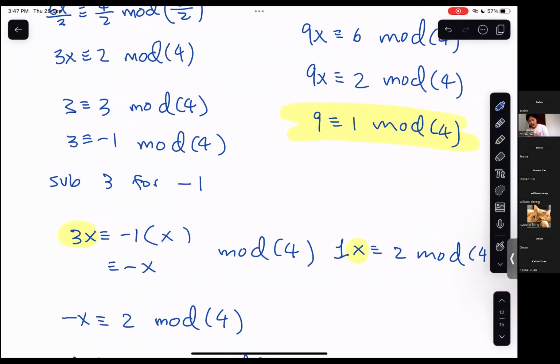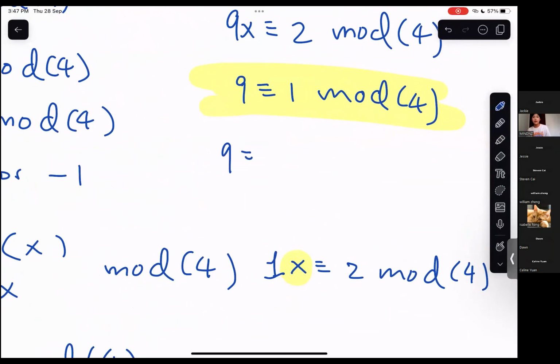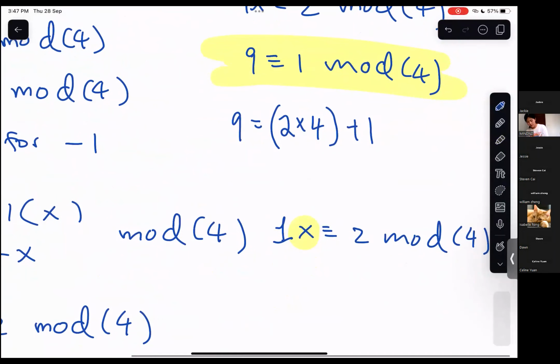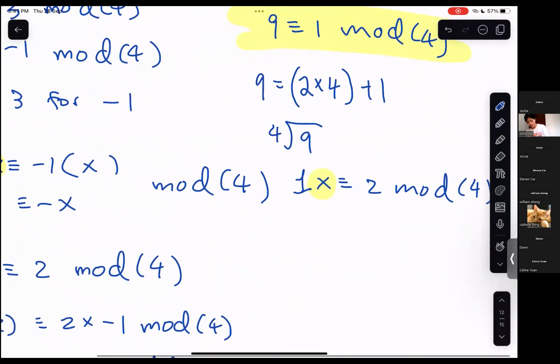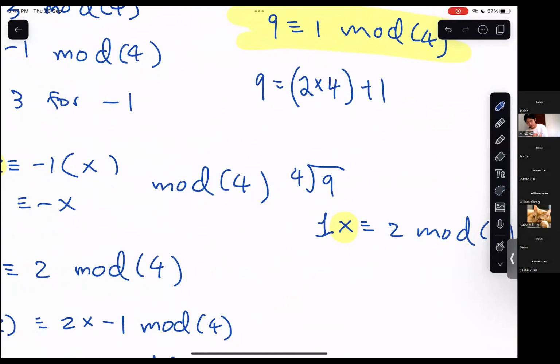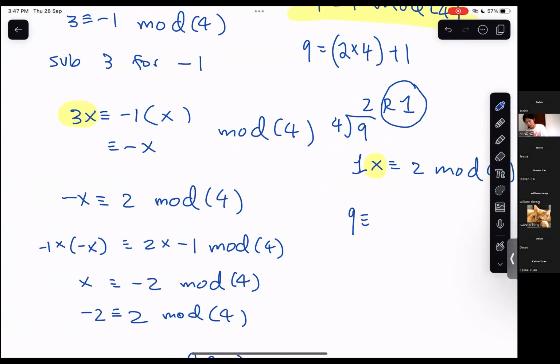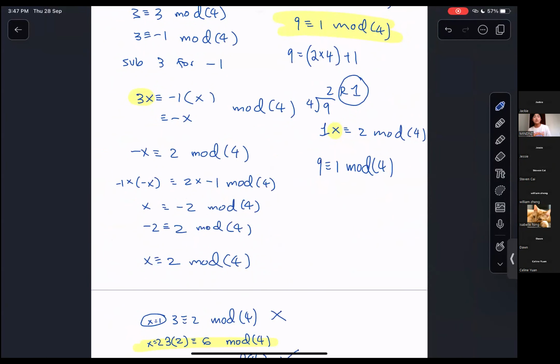So let's think about how can we write 9 in terms of 4, right? Well, 9 is equal to 2 times 4 plus 1, right? So this means that if we divide 9 by 4, it leaves a remainder of, it's 2 remainder 1, right? We really just care about the remainder part of this. So we know that it leaves a remainder of 1. So 9 should be congruent to 1 mod 4. That makes sense, just in terms of how we're expressing. Pardon? Yes, that makes sense. Thank you.